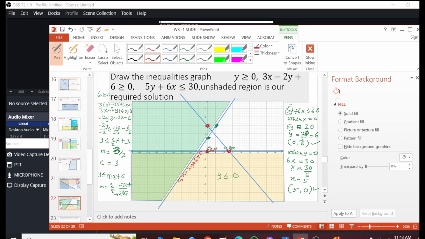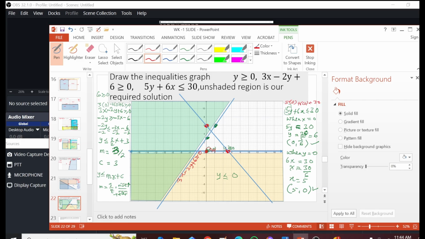Look, the origin is below the line, and I'm picking the point where the origin is and plugging it into our equation to see, does it satisfy the equation? So 5 times 0 plus 6 times 0 is less than or equal to 30. When I put it in, this becomes 0 plus 0 is less than or equal to 30. So 0 is actually less than 30.